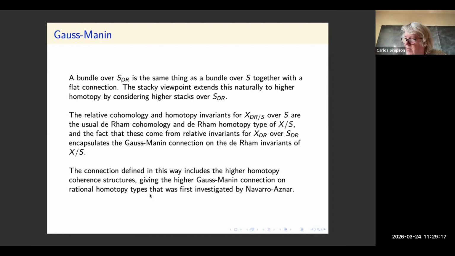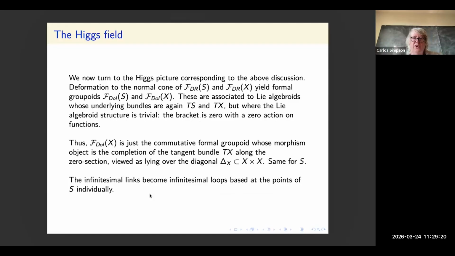Okay, so now let's go from the de Rham to the Higgs, or Dolbeault, picture. We can do a deformation to the normal cone of these formal completions of the diagonal. And we get formal groupoids, which we'll call the Dolbeault formal groupoids, which are associated to Lie algebroids, which again have underlying bundle the tangent space of S or the tangent space of X. But in this case, the Lie algebroid structure is just completely trivial. The bracket is zero, the action on functions is zero, everything is zero.